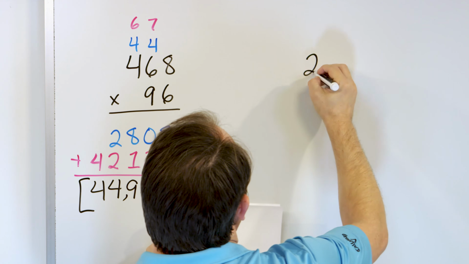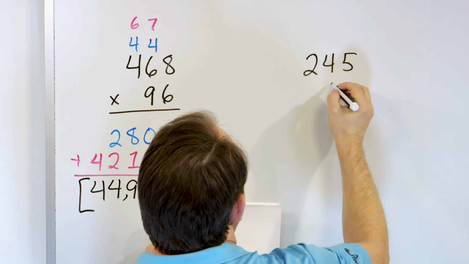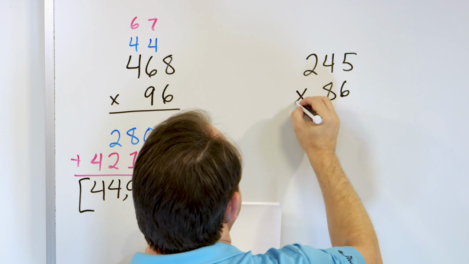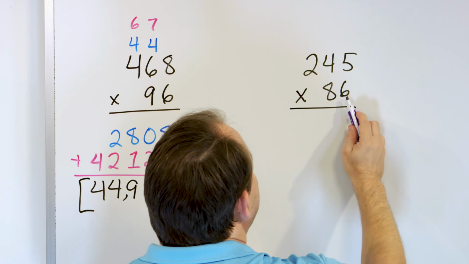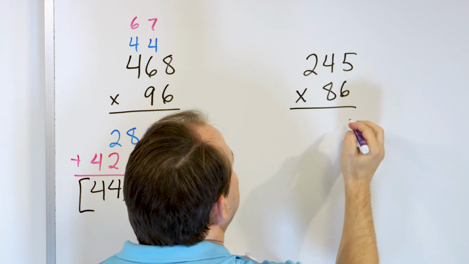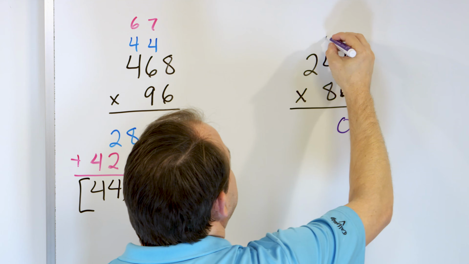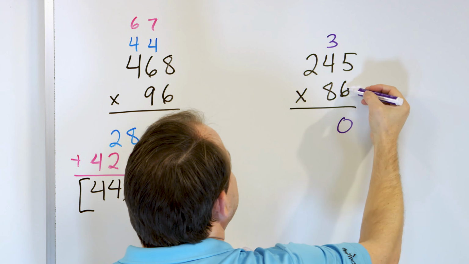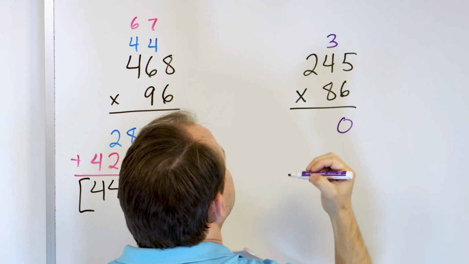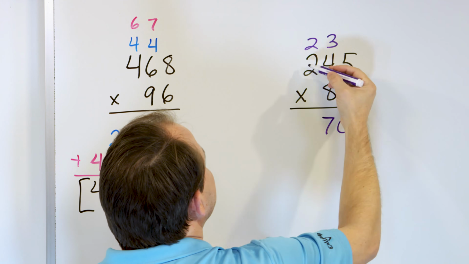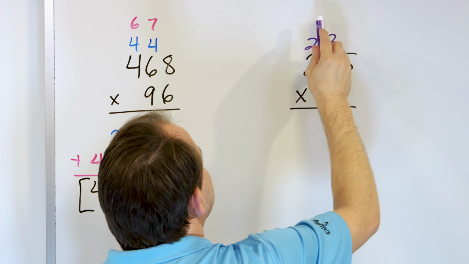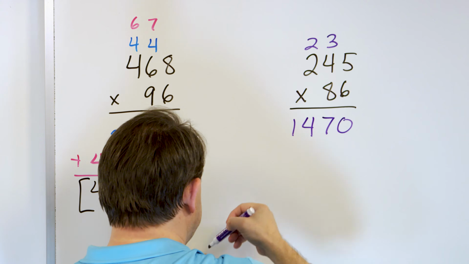Let's say we have 245 multiplied by 86. What do we do? Go to the right. 6 times 5 is what? 30. Put a 0, carry the 3. 6 times 4, 24, plus 3 more is 25, 26, 27, carry the 2. 2 times 6 is 12, and then we have 13, 14, so we put the 14 here.